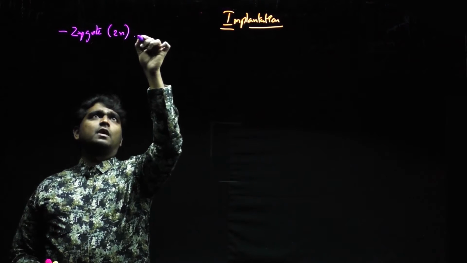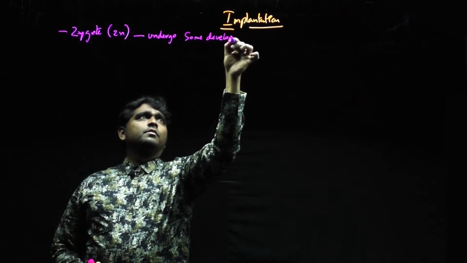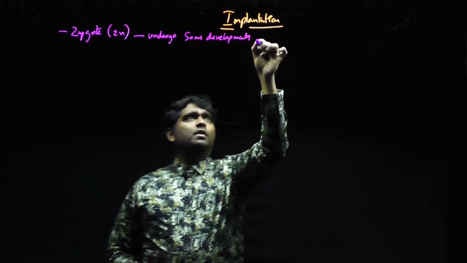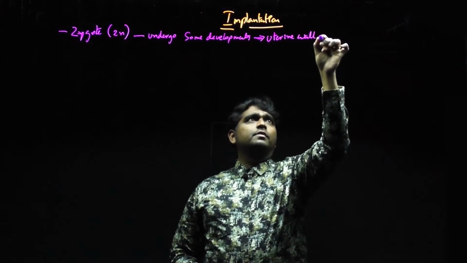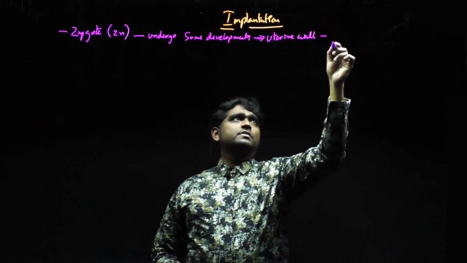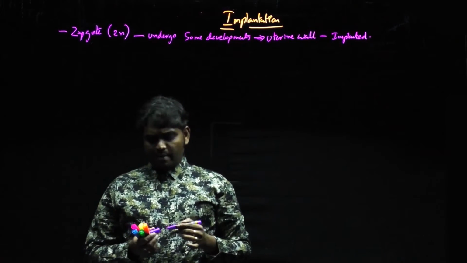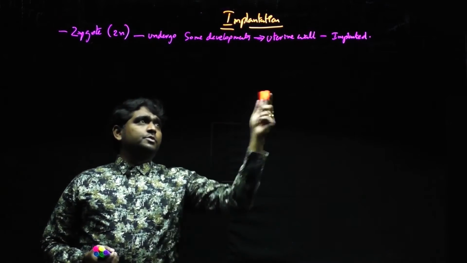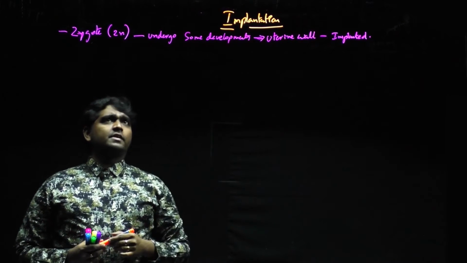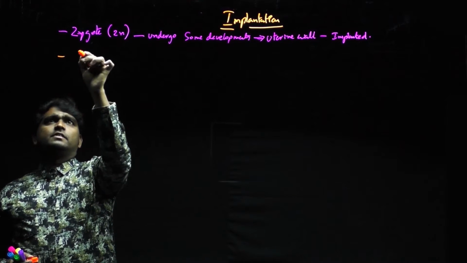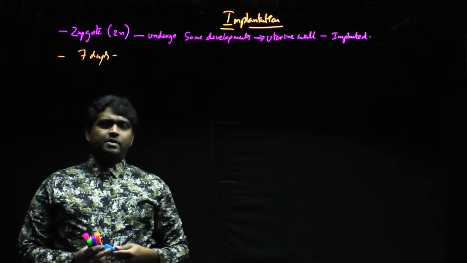Now this zygote undergoes some developments and finally it reaches the uterine wall. In the uterine wall, the developed structure is implanted there, and that process is called implantation. Before implantation, the zygote takes a time period of 7 days. During the 7 days, the zygote goes through further development stages.